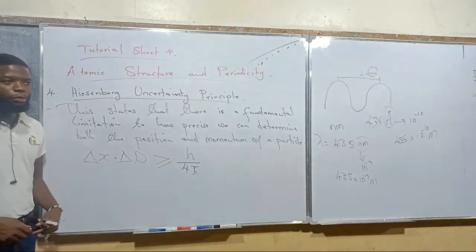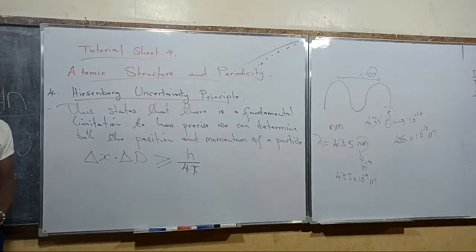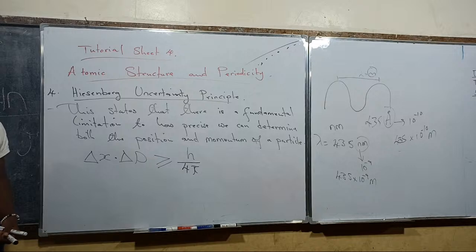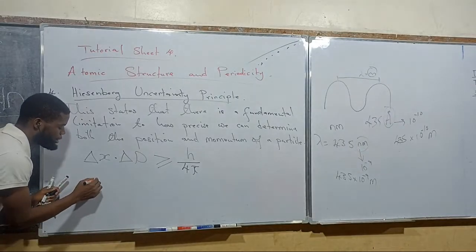Now, you did learn in physics that momentum is given by the mass of a particle multiplied by the velocity at which the particle is moving. So this formula can then be modified.